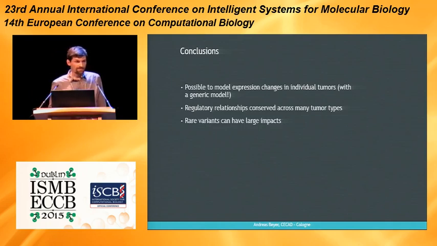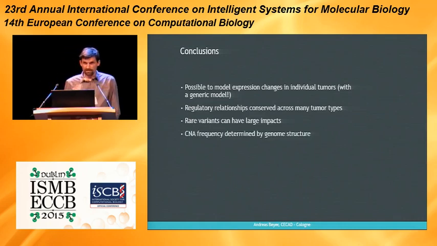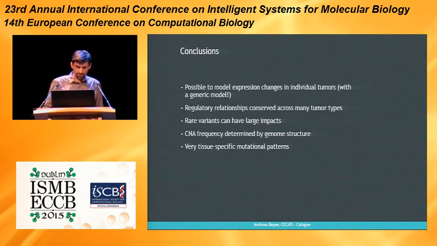Rare variants can have large impacts. That's what we're showing here. Most of them don't, but there are these few exceptions which might be important for the individual patient. We think that the frequency of the copy number alterations is really driven by the genome structure. And what I didn't say is that these observations were also very tissue-specific, which is supporting recent publications that the mutational processes themselves are very tissue-dependent. So it depends on the number of cell cycles you've gone through, but it also depends on chromatin structure, the physical makeup of the cells, et cetera. All these factors impact where you get mutations or not.